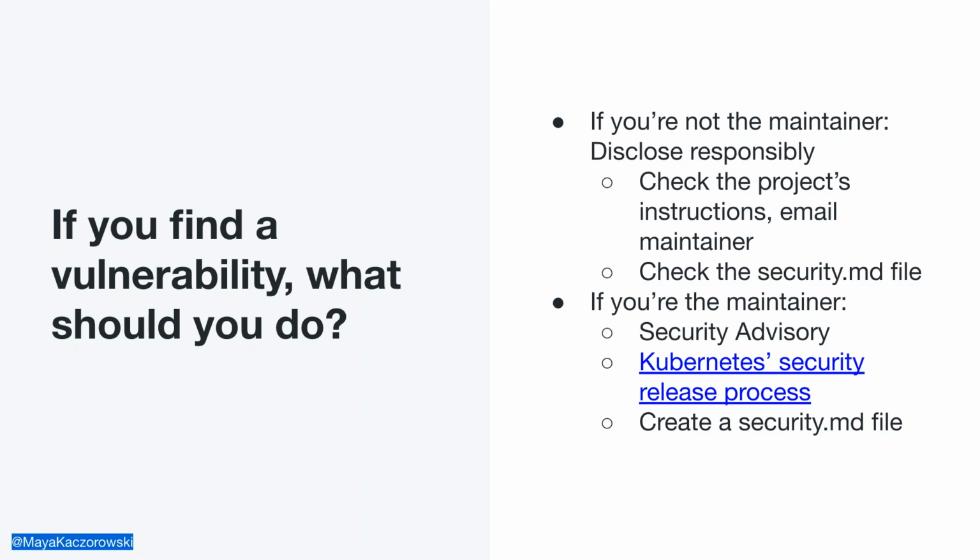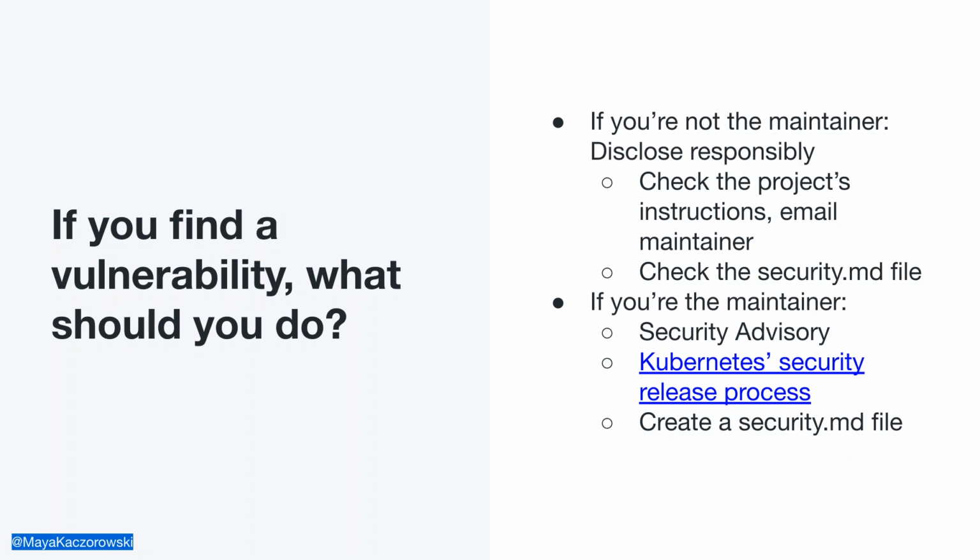Now, if you do find a vulnerability, what should you do? Please disclose responsibly. That is, try to tell the maintainer first in private. Check the project's instructions, see if there's a contact email, message the maintainer on Twitter, ask a friend of a friend if they have a contact, whatever you can do. You can also check the project's security.md metadata file if they have one. If they have one, that should detail how to actually responsibly report a vulnerability that you have.